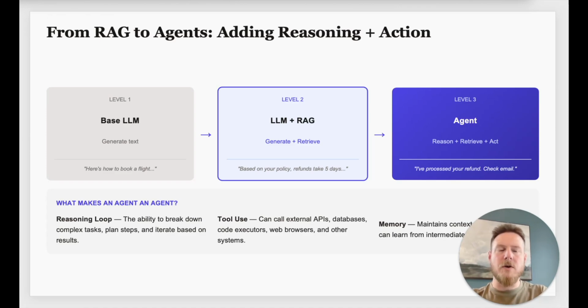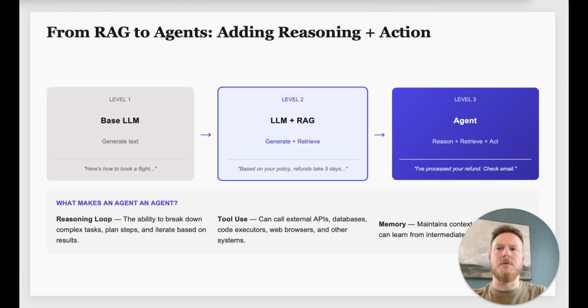So what makes an agent an agent? First, we have a reasoning loop. This is the ability to break down complex tasks, plan through steps, and iterate on them based on results. Essentially think, develop a plan based on that thinking, execute through that plan, and then based on the outputs, respond and continue to iterate and refine and keep moving forward until you've accomplished the goal.